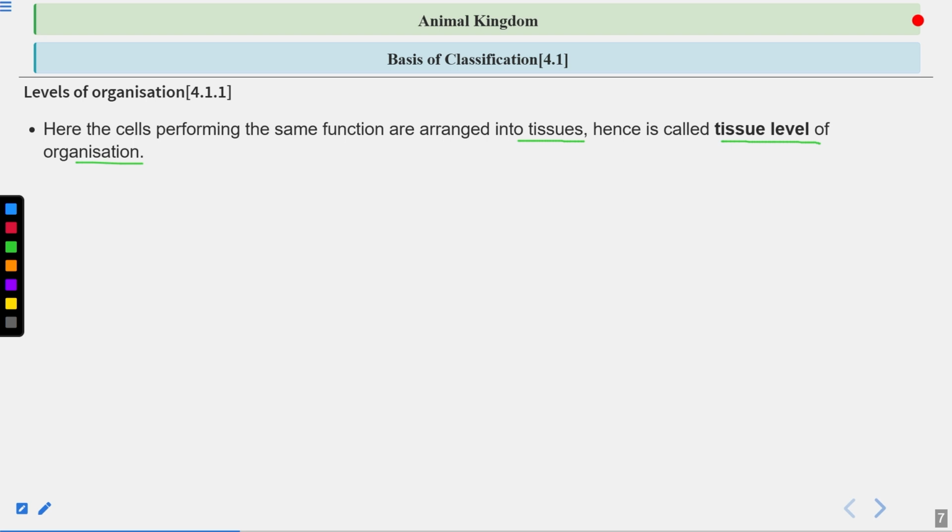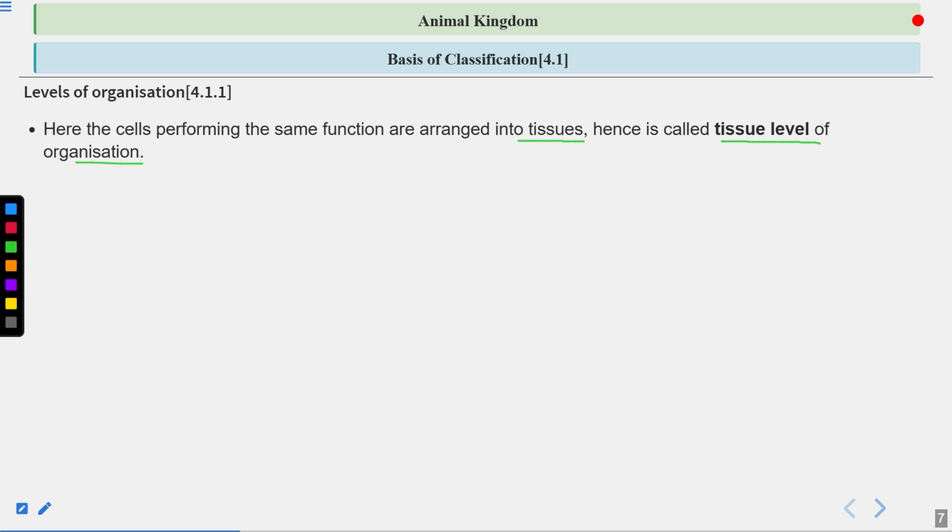So clear it is? Cnidarians or the coelenterates, the next phylum. The first phylum was the Porifera, and it has the lower grade of organization, that is the cellular level. Though they are multicellular, they are not forming any tissue-like things.